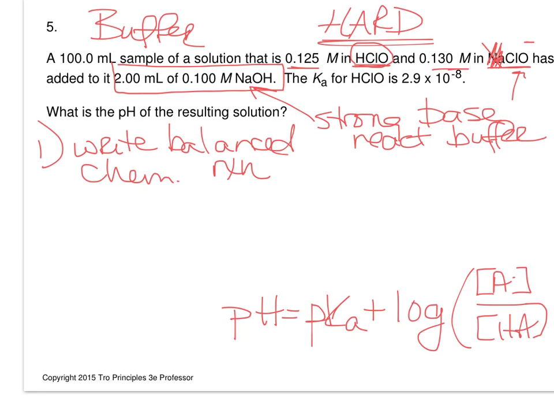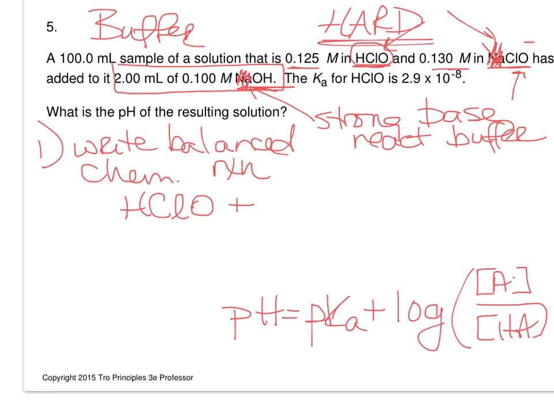And so you have to decide what it's going to react with. NaOH is a base. Which one of these components of the buffer will it react with? Bases react with acids. So now you have got to write the reaction between the weak acid that's in your buffer and the strong base that you just added.